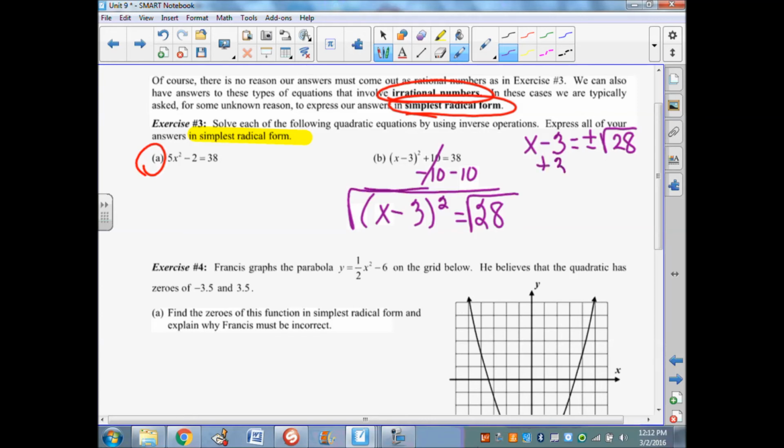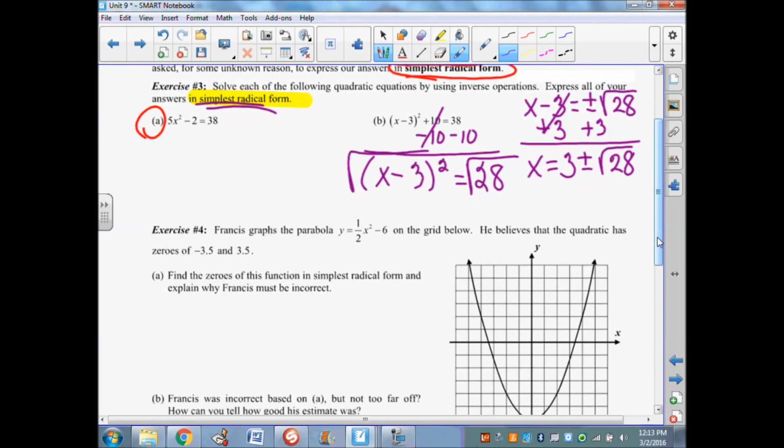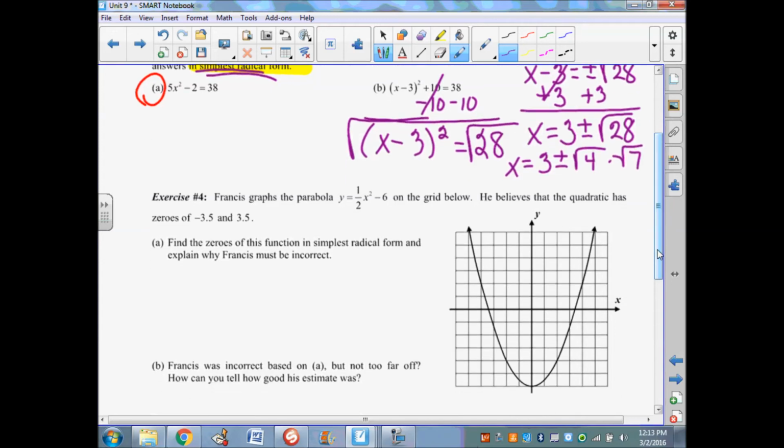So we're going to add 3 to both sides. And don't worry, we'll get to simplifying in just a second. So I have 3 plus and minus the square root of 28. So again, simplest radical form. That 28 has not been simplified yet. So take it, 3 plus and minus, and how can I simplify 28? That becomes 4 times 7, because 4 is our perfect square.